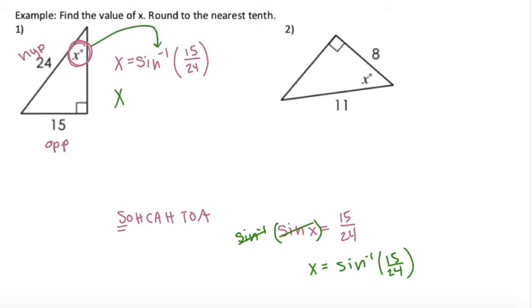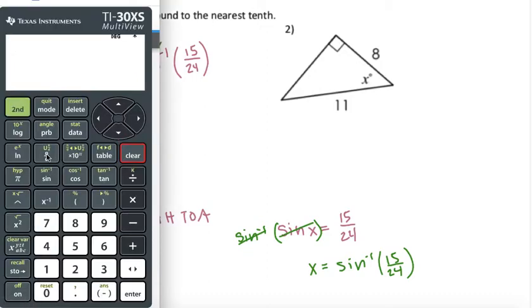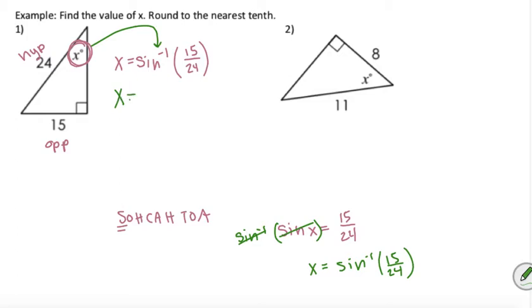So my calculator, I can put this right in since x is by itself, which is nice about finding angles. So I'm going to use second now to get to the green letters above sine. And now I have sine inverse, and I can put my fraction of 15 over 24. Gotta put it over 24. And then when I hit enter, it finds my angle measurement. So that angle measurement, rounded to the nearest tenth, is 38.7 degrees.